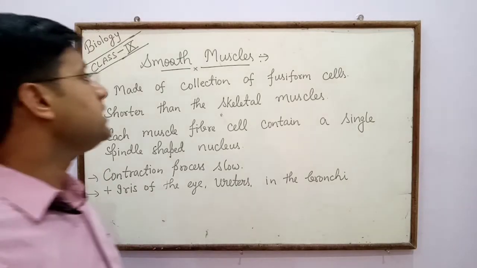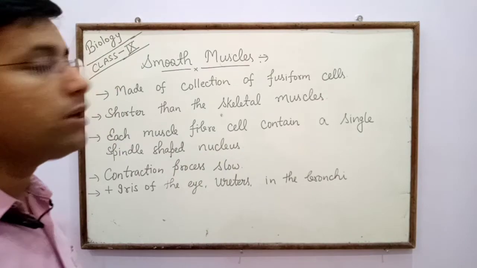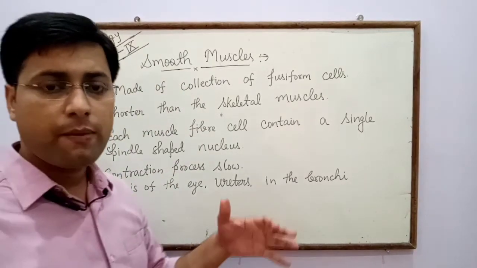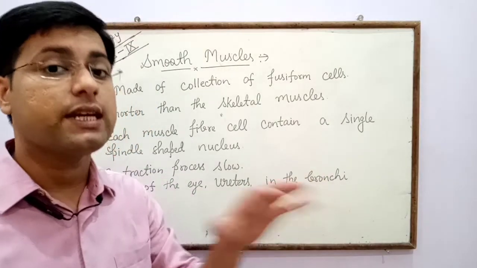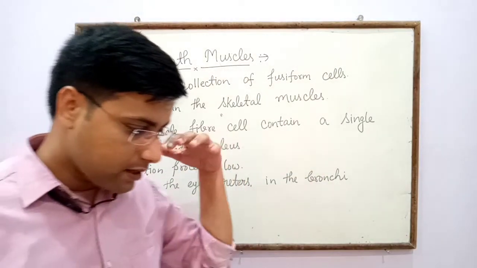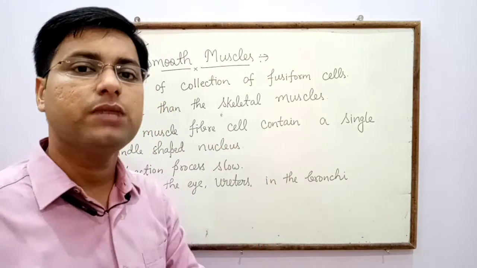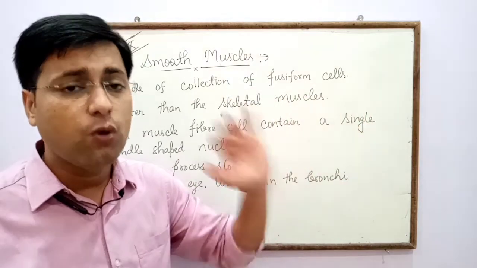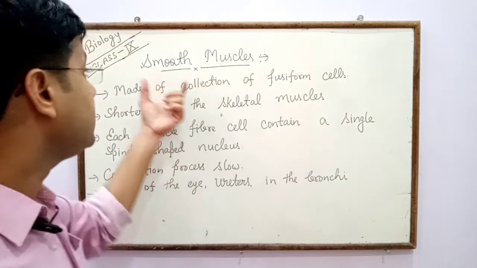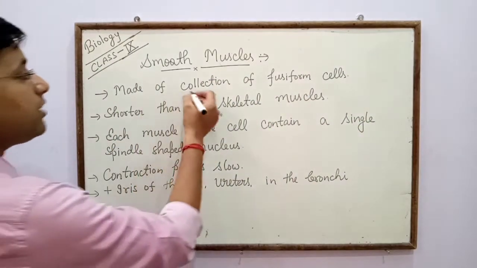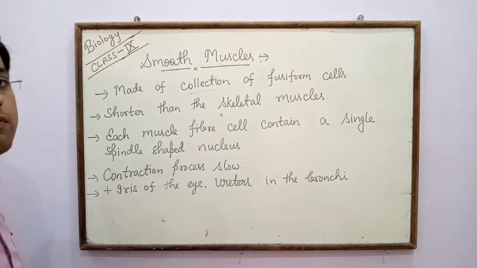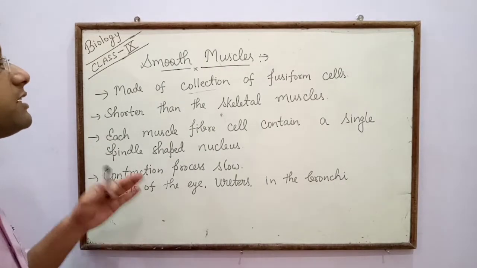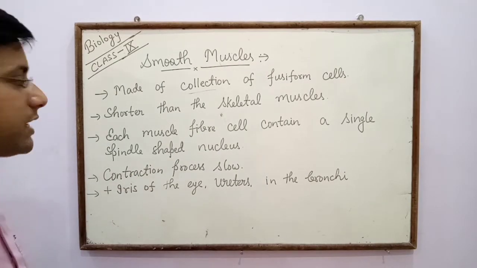Now the second type is smooth muscle, that is the involuntary or unstriated muscle. Smooth muscles are shorter than skeletal muscle, means the length of smooth muscle is shorter than skeletal muscle, because skeletal muscle covers the whole skeletal system. The smooth muscles are made up of a collection of fusiform cells, but their size is shorter than the skeletal muscle.